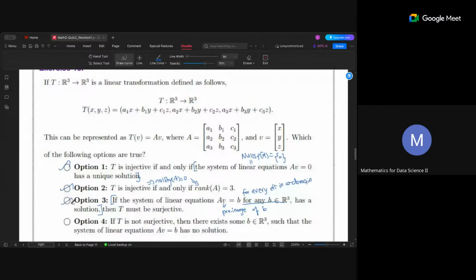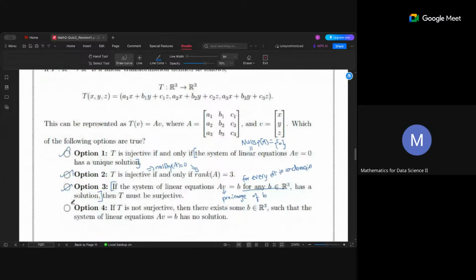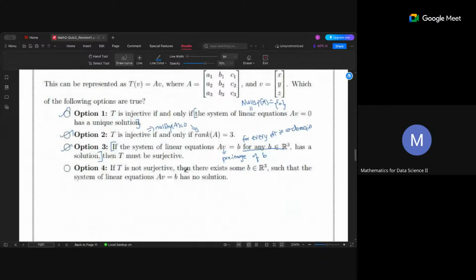Okay, if T is not surjective, then there exists some B in R3 such that AV equal to B has no solution. This means that for some element B in the codomain, there is no pre-image. This is exactly when we say that it is not surjective. So again, this is correct.